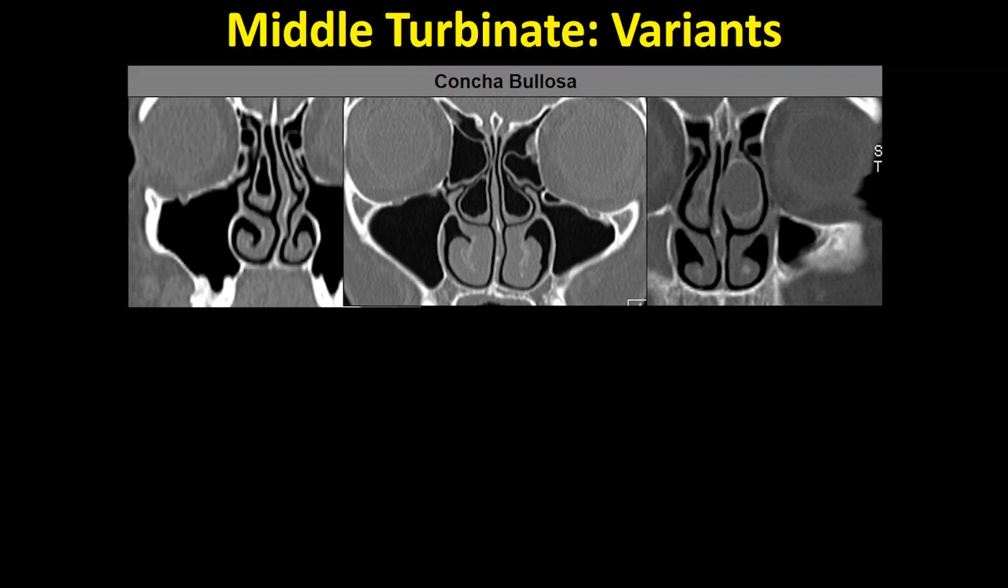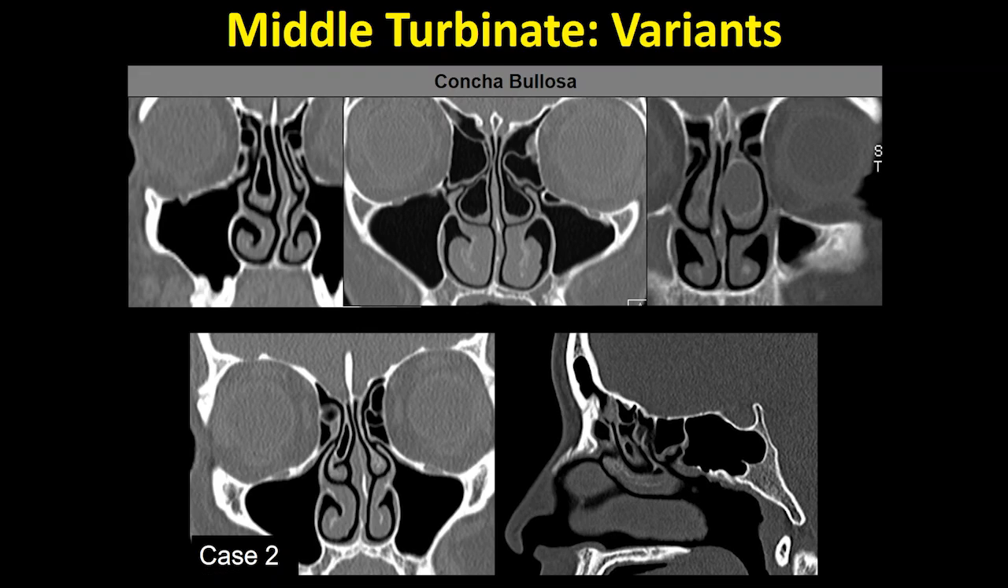Certain variants of the middle turbinate, well, you must have identified this. There is pneumatization of the middle turbinate. It can be unilateral or sometimes bilateral. It encroaches upon the ostiomeatal unit complex, and that can cause obstruction to the secretions, resulting in sinusitis. Occasionally, you can see a mucocele develop within the concha bullosa itself. This was your case 2.